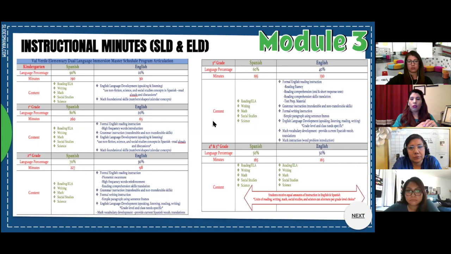I'll just share a little bit with you. For example, Corona Norco, which is one of the districts that we followed very closely at the inception of our program, once they get into 3rd and 4th grade, they really rely on the sciences for all of their elementary years in just Spanish. So they really don't do too much Spanish and English, for example.